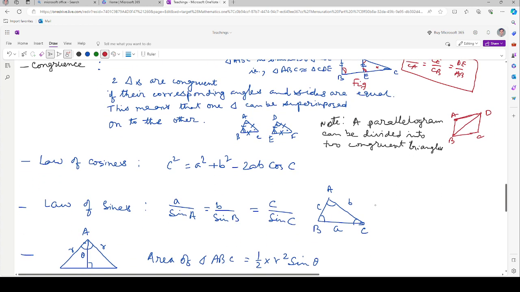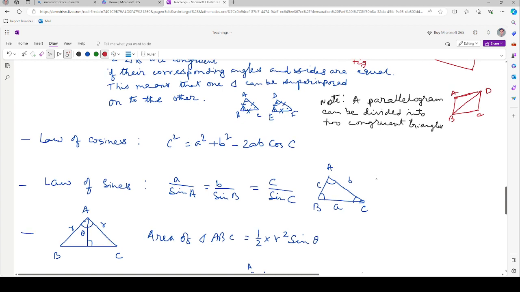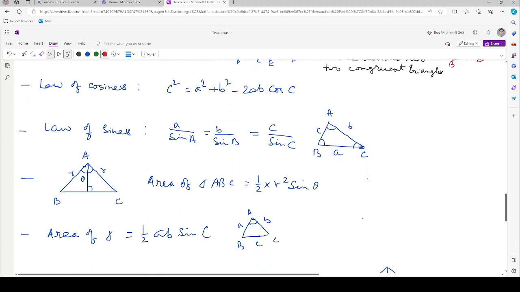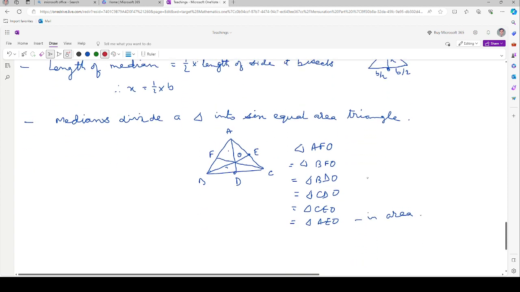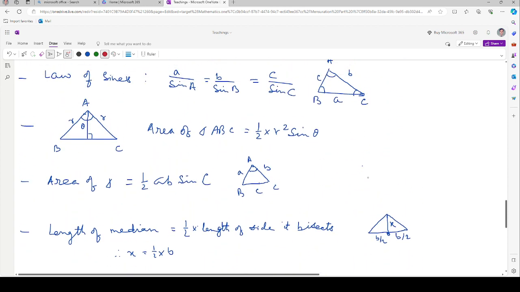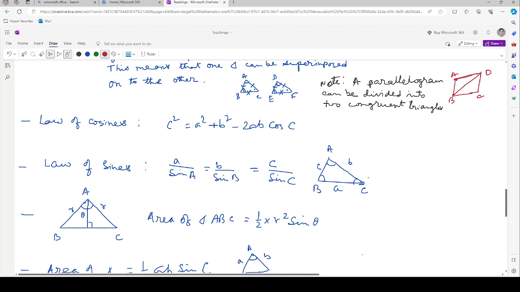If you remember these properties, then this will be very helpful to solve any problem on triangles. I am just saying this rather than explaining.